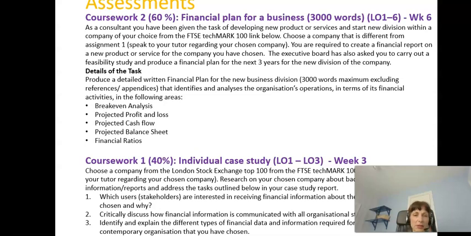So it's about, I think it's 2,000 words, and it's looking at who's interested in financial information from that company, so the stakeholders, what is being communicated with them, so you're actually analysing the information and critically discussing it, and then you're looking at different types of financial information that is used for decision making in the organisation you've chosen.